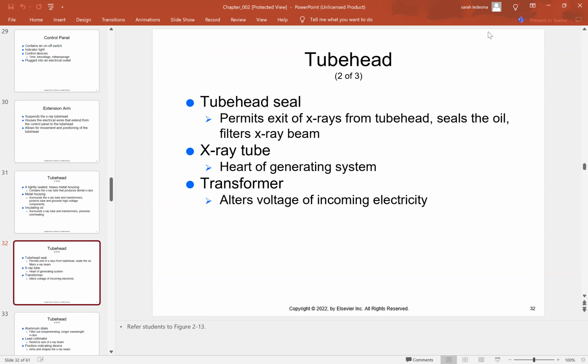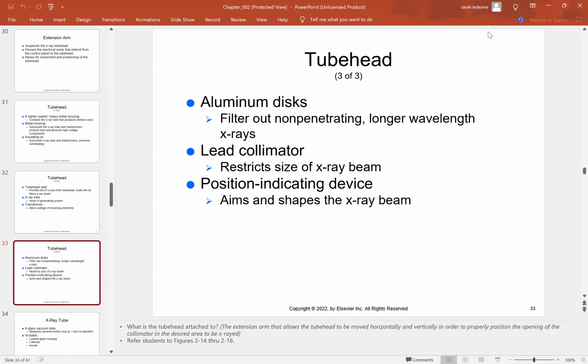The tube head seal permits exit of X-rays from the tube head, seals the oil, and filters the X-ray beam. The X-ray tube is the heart of the generating system, and the transformer alters the voltage of incoming electricity. Aluminum discs filter out non-penetrating longer wavelength X-rays. Lead collimator restricts the size of the X-ray beam, and the position and indicating device aims and shapes the X-ray beam.